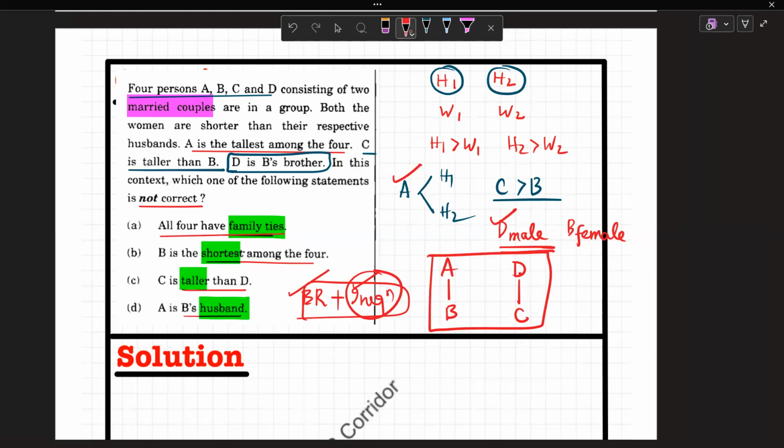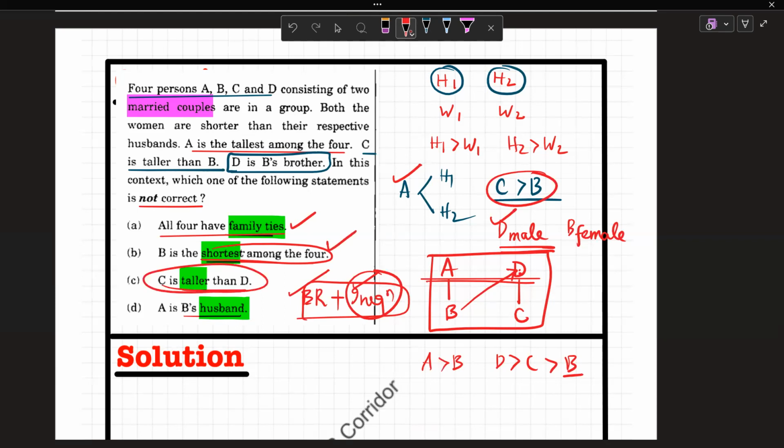All four are family ties. It is correct because we got this relation. D is the brother of B and C is married to D. Clear? B is the shortest among the four. Is B the shortest among the four? Yes. Why? Because these two are highest. Anyway, A is greater than B. Anyways, D is greater than C. Now, B is shorter than C also. So, C से भी छोटा B है. Clear? Now, since B is shorter than C, that means B is the shortest among the four.